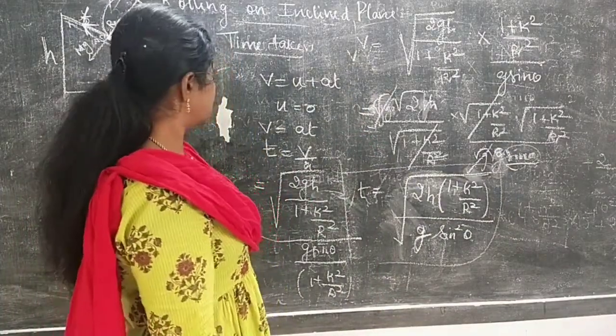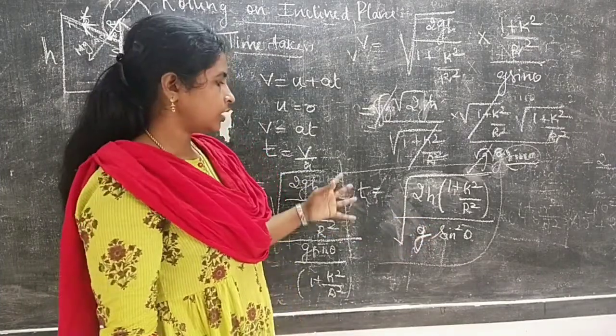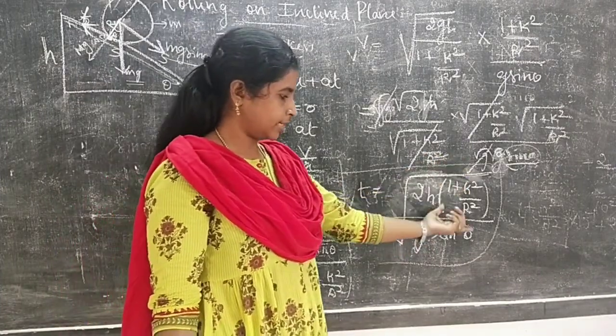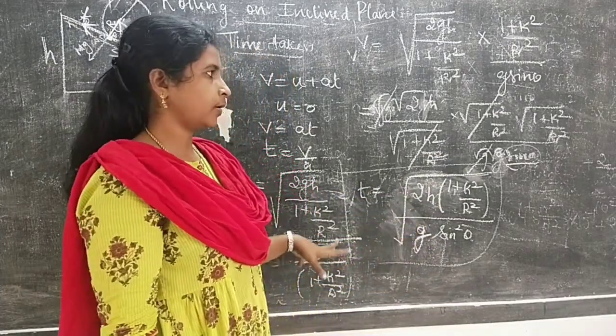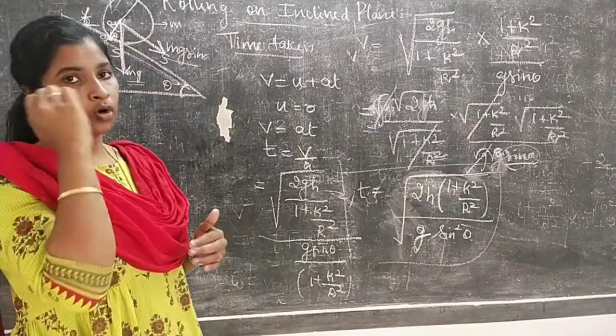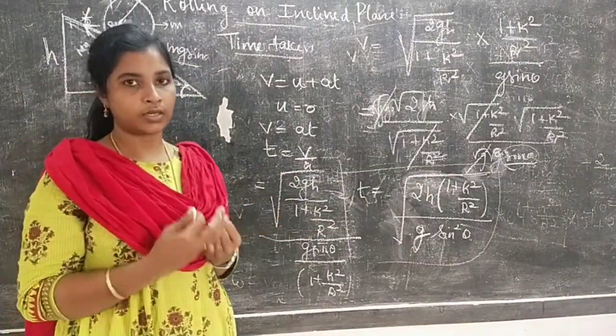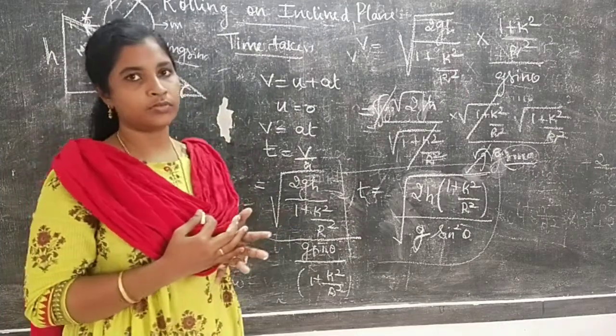Okay, so it will reach the bottom at this time. It depends upon the height, the radius, the acceleration, and the angle. So all these factors it depends upon. Hope you understood how to calculate the acceleration, the velocity and the time taken when a body is rolling on an inclined plane. And it's a very important question.